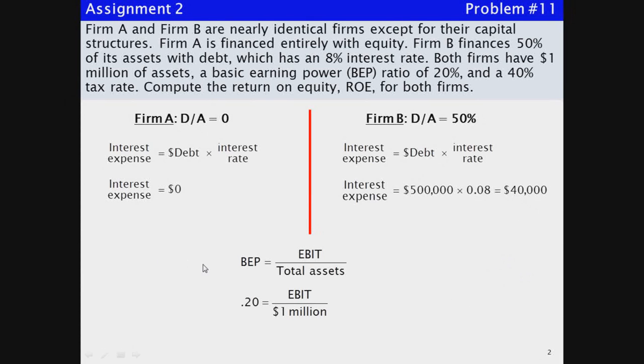Now the BEP ratio for both firms, I draw it kind of in the middle here, is EBIT over total assets. Both firms have a BEP ratio of 20%, so I substitute in 0.20. Both firms have $1 million in total assets. I put that in the denominator. Therefore, we know both firms have EBIT of $200,000. That's what we use the BEP ratio here for.